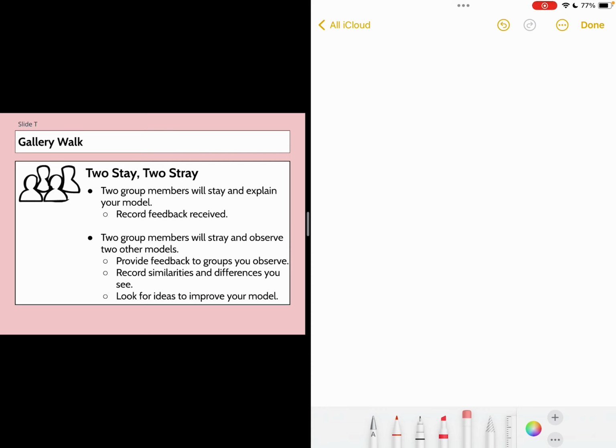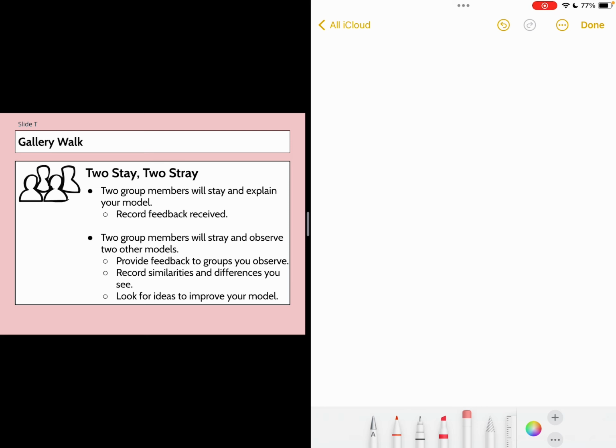So with the group models, 2 people from your group were able to go visit 2 other groups' models. We switched, and then the other 2 people visited another 2 groups' models. So in total, your group was able to see 4 other models plus your own. So you have 5 of the 6 group models that were made in class and could take notes on those.